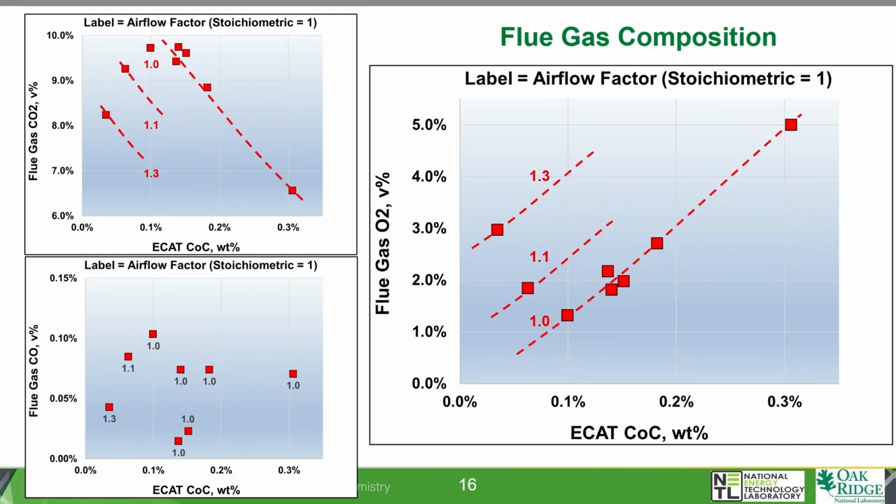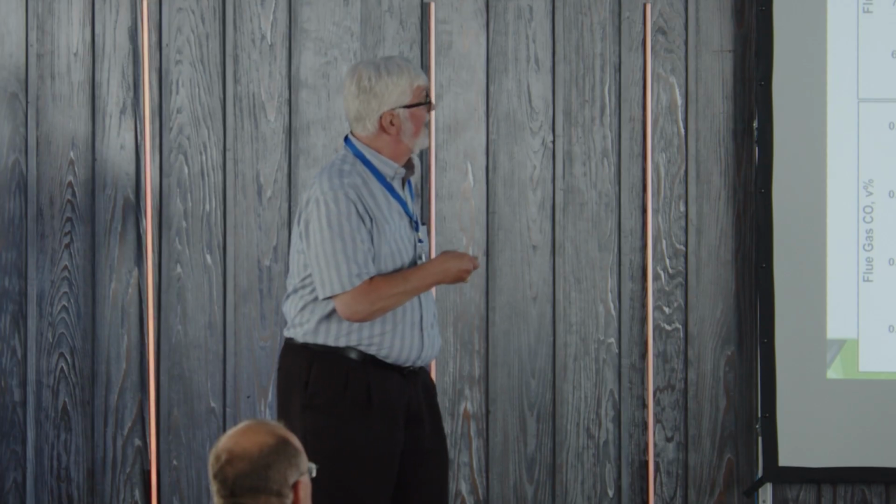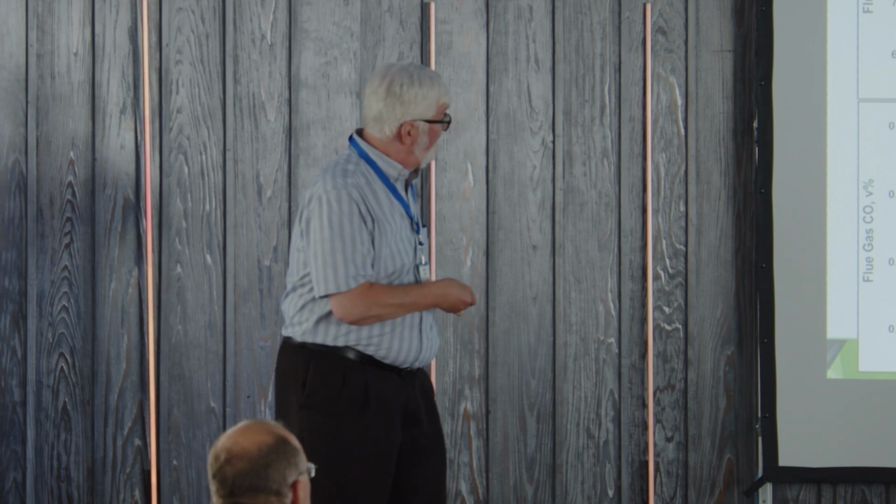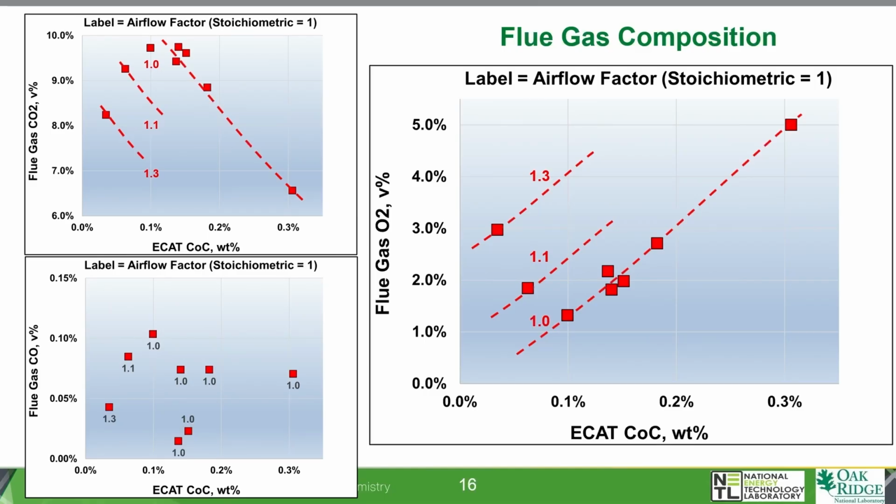Now for the CO production, the flue gas composition works exactly like you would expect. Obviously, as you increase the carbon on catalyst, you've got more excess oxygen coming out. As you increase the air factor, you've got more excess oxygen coming out. No news there. CO2 is the opposite of that. CO is all really, really low.